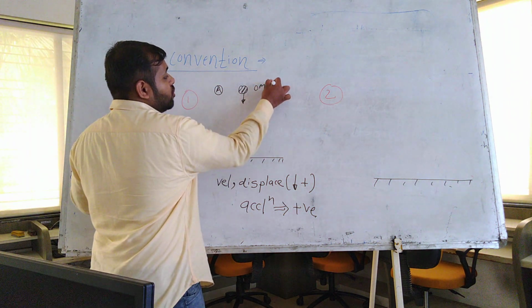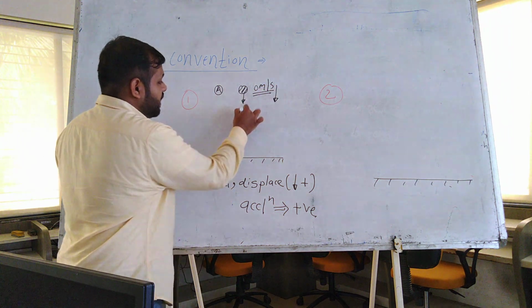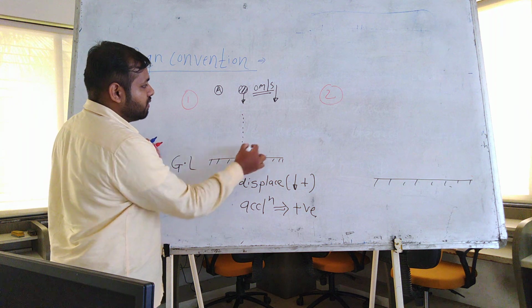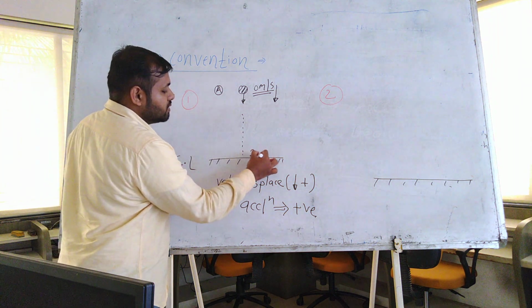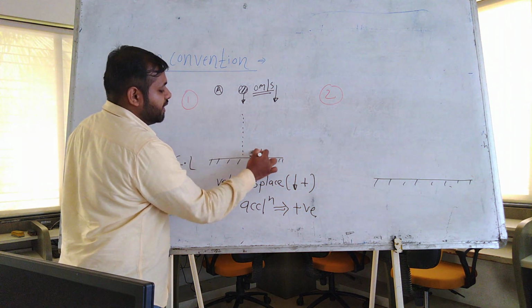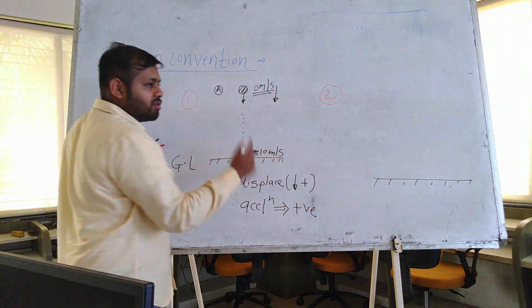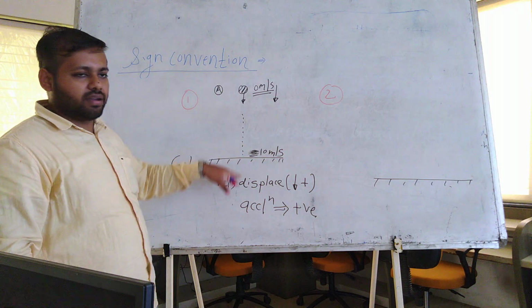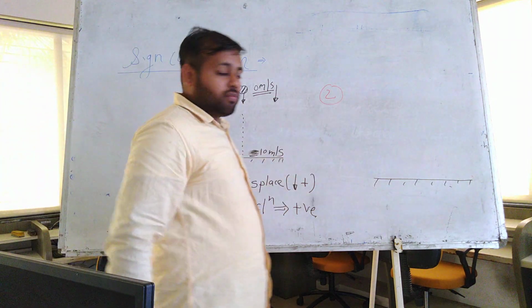Because here the velocity increases in the direction of motion, because initially velocity is 0 meter per second, and when the ball strikes the ground, it attains some velocity, say 10 meter per second. It means that velocity has increased in the direction of motion, hence it is taken as positive.